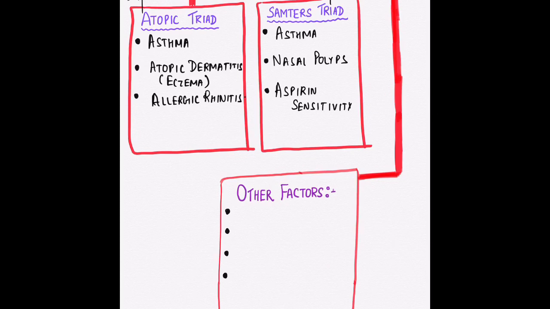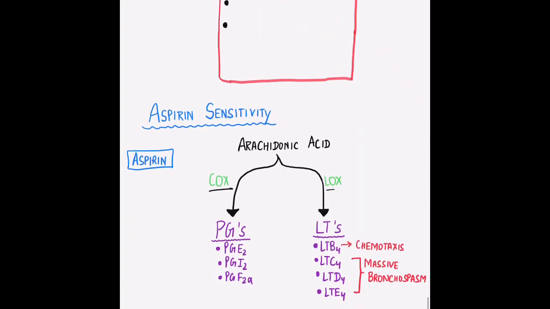So, to learn more about aspirin sensitivity and its role in asthma precipitation, we must first learn about the arachidonic acid pathway. As we all know, arachidonic acid is produced by the metabolism of phospholipids present in the plasma membrane of cells by the enzyme phospholipase A2. Now, this arachidonic acid can undergo two pathways to form various products.